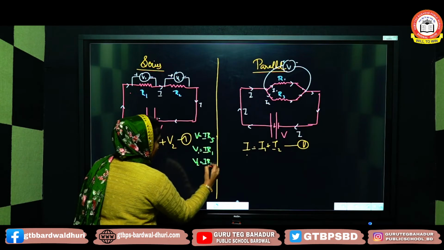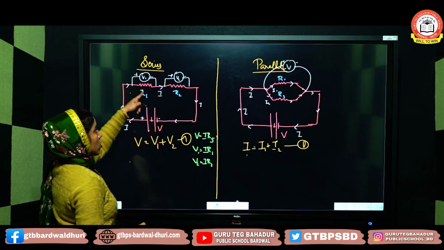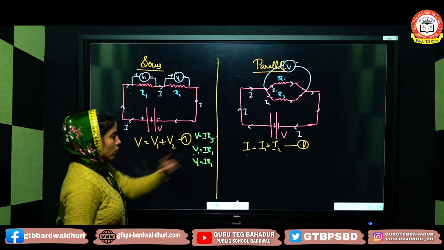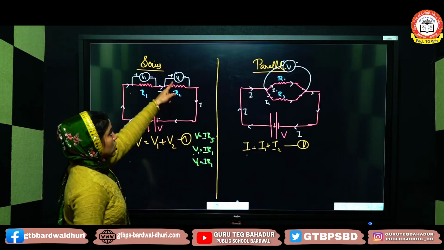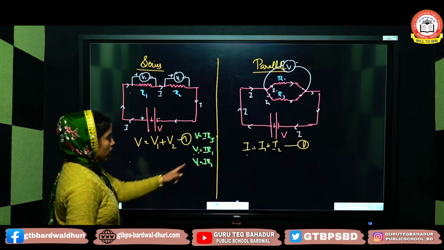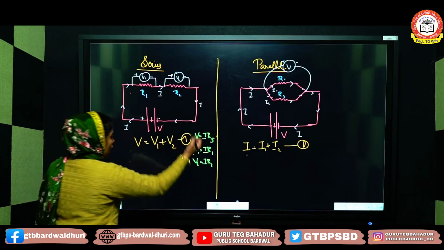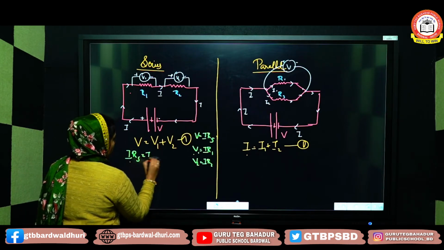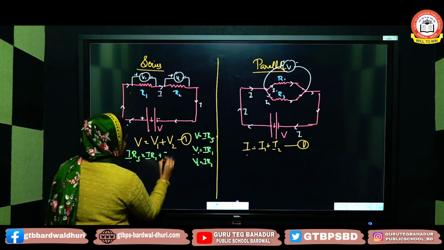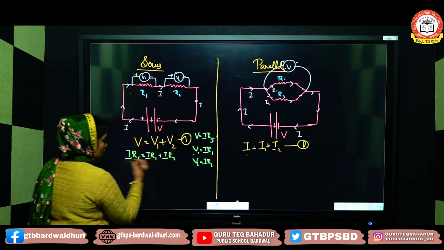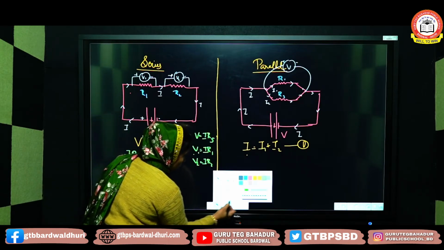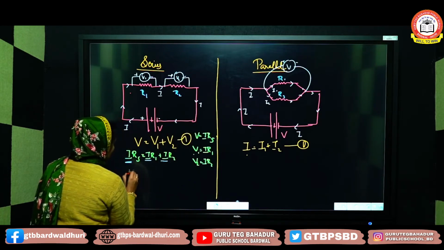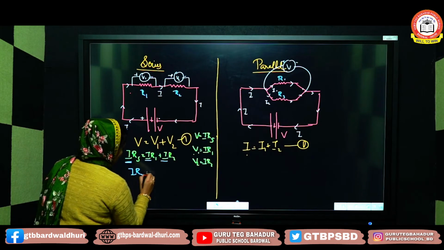Now what are V1 and V2? V1 is the potential difference across R1 and the current flowing in this resistance is I. That is why V1 is equal to IR1, and V2 is the potential difference across the R2 resistor. So I have written V2 is equal to IR2. Now I'll put these values here. IRs is equal to IR1 plus IR2. Now see, this I is common in the whole equation. So in the next step, I'll take it out.